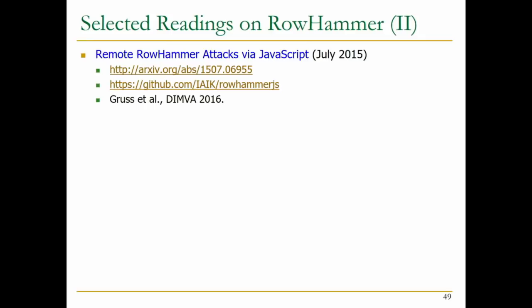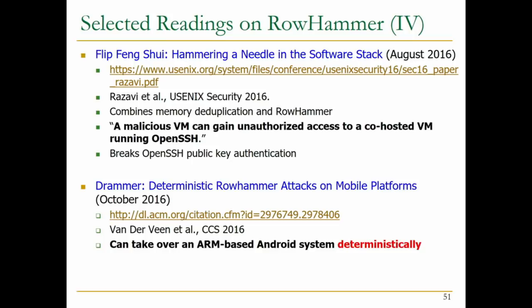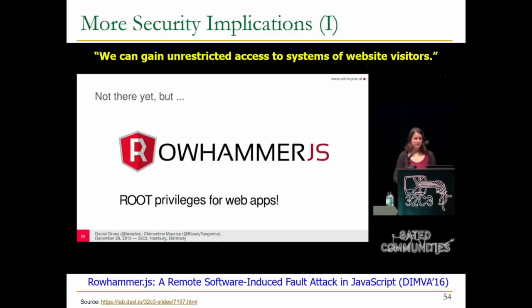I'm not going to go over this. These slides are available. You can go over these. People have developed a lot of attacks over the years, even very recently. I'm going to highlight a couple of them. This is one of the attacks from TU Graz. This is actually the same folks who developed Meltdown and Spectre later on. They basically showed that you could remotely gain access to the system of a website visitor by inducing Rowhammer-induced bit flips through JavaScript.